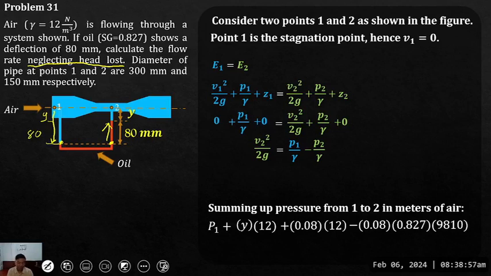Okay, then akyat ka ulit papuntang y, papunta doon. So that would be minus ulit, minus y, and then since air yan, so times 12. And then equals pressure at point 2. Okay? So I hope wala tayong difficulty sa pag-understand paano na-compute yung pressure dyan.